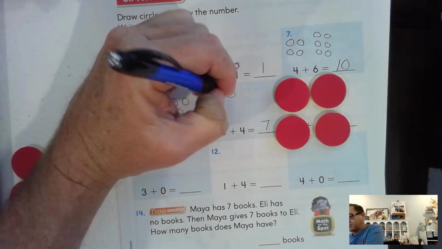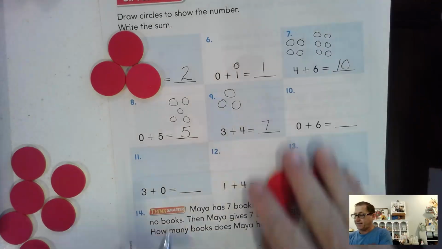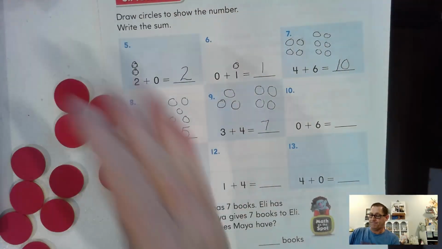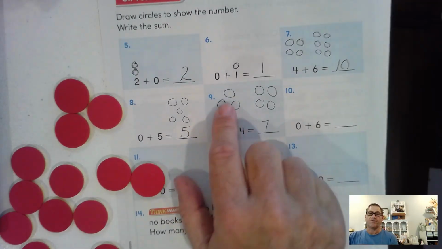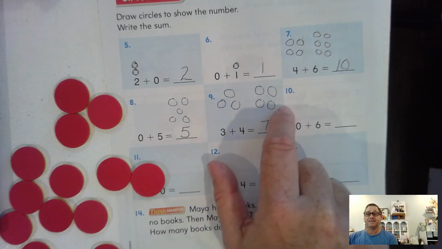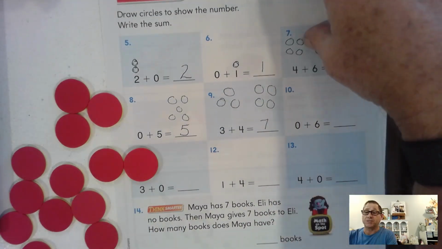Draw the circles to represent it. 3 and then 4 more. Okay. And again, 3. We'll start at 3, 4, 5, 6, 7. Number 10. Okay, so now I'm going to practice just drawing the circles.